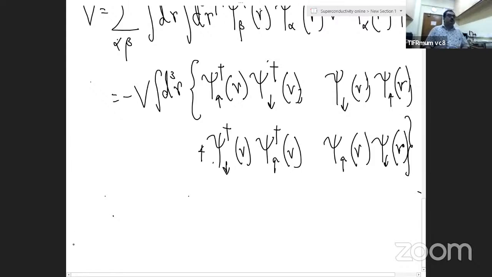Now, just like I have defined the gap in BCS theory, I have to define the gap. Now I will define the gap delta, but just like U and R are position dependent, the gap will also be position dependent, and the gap I defined as V.